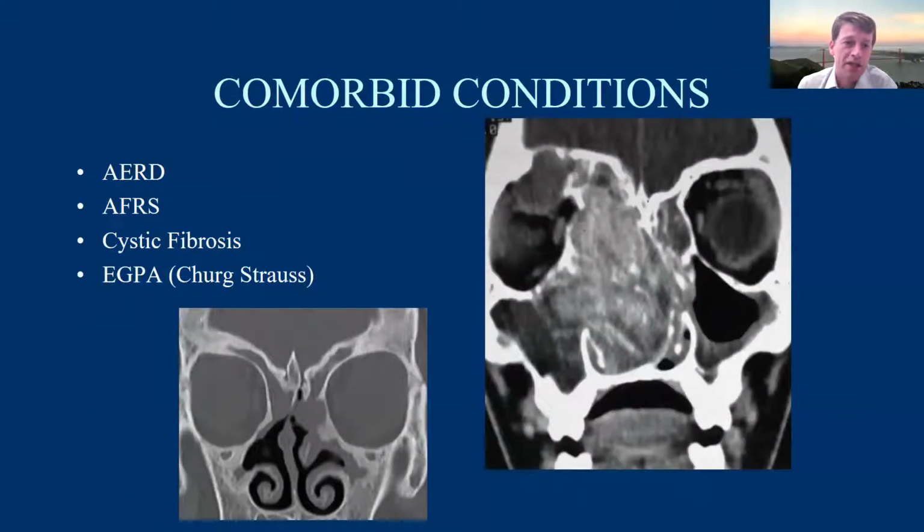Other comorbidities: there are subcategories of polyp patients, such as aspirin-exacerbated respiratory disease, allergic fungal sinusitis, cystic fibrosis, Churg-Strauss. These different phenotypes of polyp disease have some different treatment components. I'm not going to go too much in depth in these areas, but when you're first evaluating a patient, trying to determine if they do fall into one of these categories can be very helpful in their ongoing management.